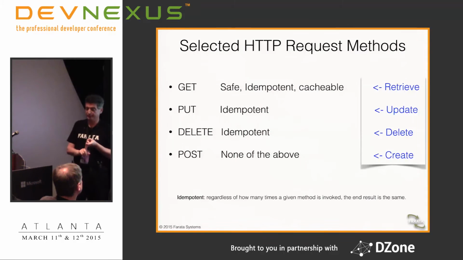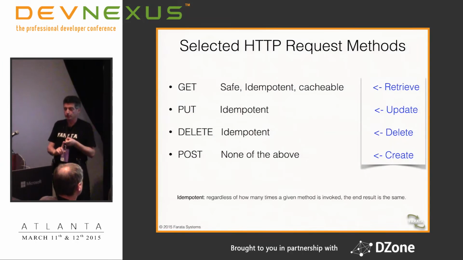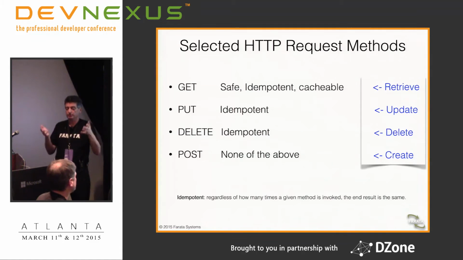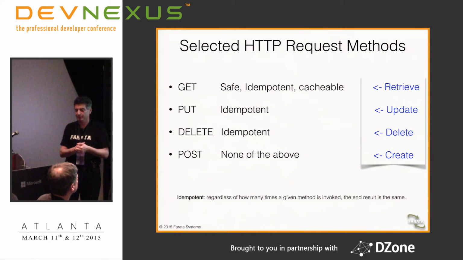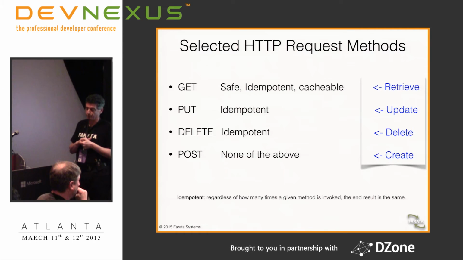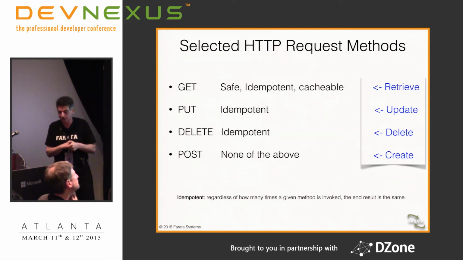Put is used for updating existing resources. So if you want to update something, we use a put request. It's idempotent. Say a person got married and she changed her last name, no matter how many times you update the last name for the person with this ID, you will not do any damage. Delete is idempotent. If you want to delete a resource with primary key 1, 2, 3, 4, no matter how many times you delete it, it'll do it only once.